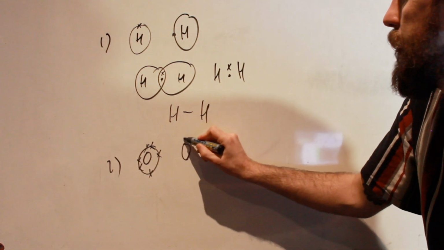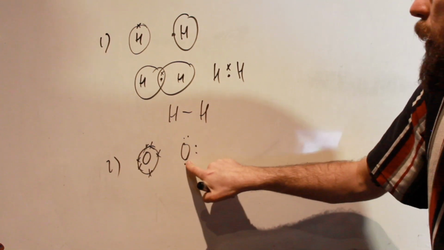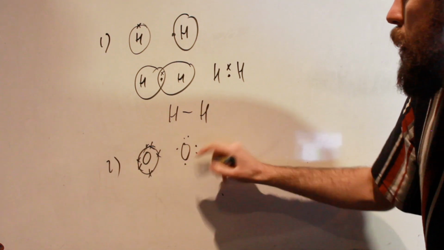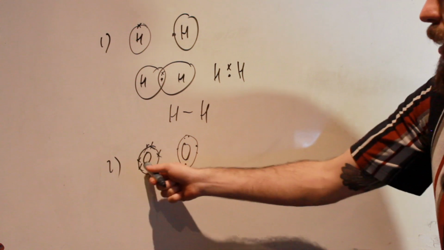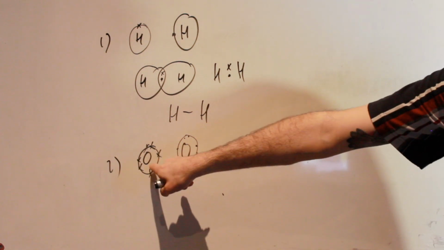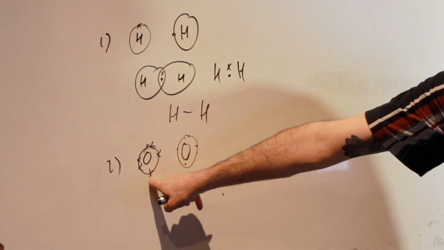Another atom has 6: 1, 2, 3, 4, 5, 6. I'll just do my circle. So this one wants 2, this one wants 2. We have 1 electron which is on its own, and another electron on its own.